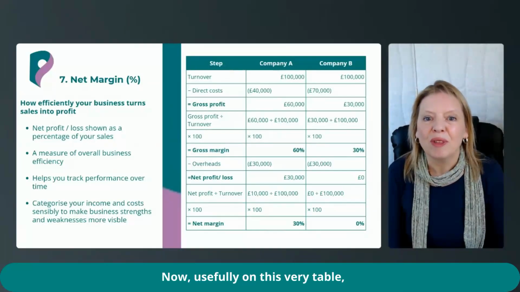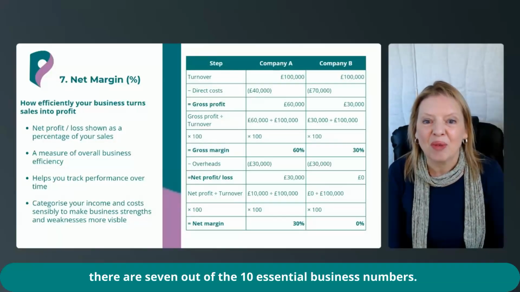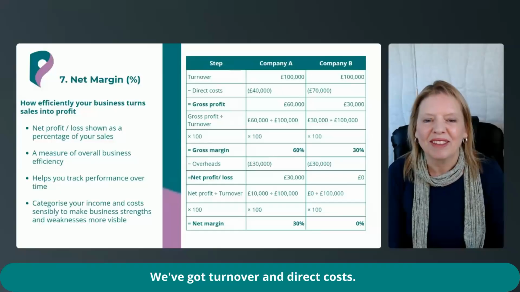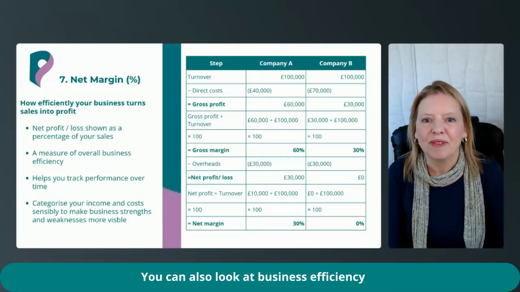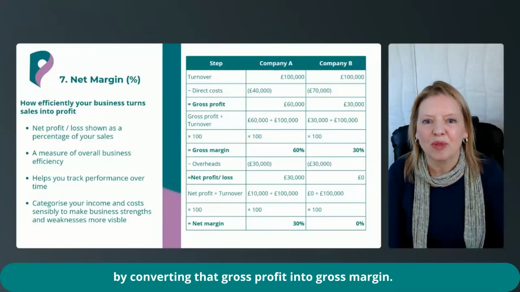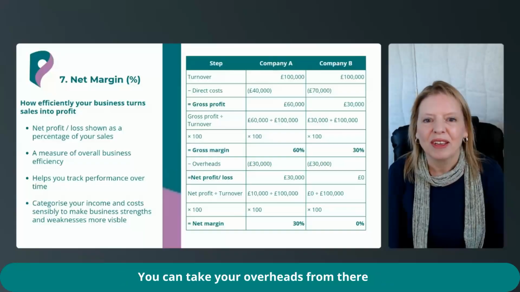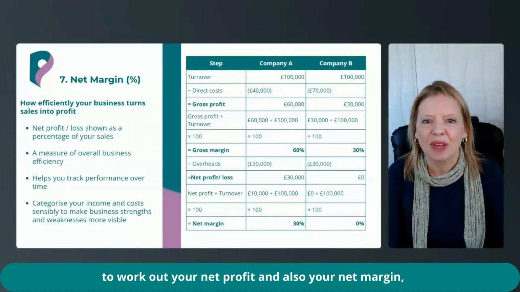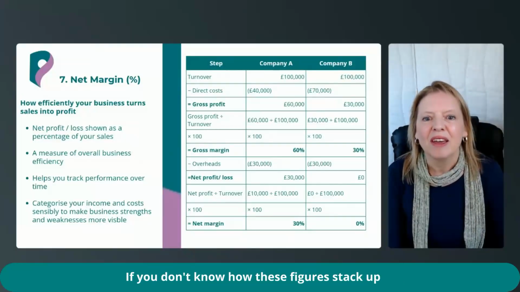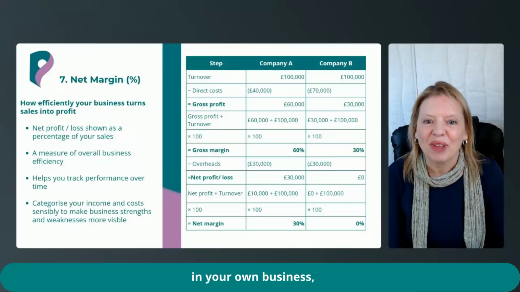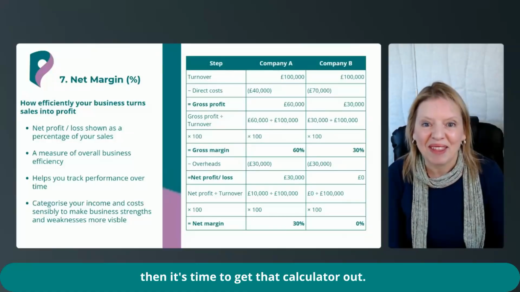Now, usefully, on this very table, there are 7 out of the 10 essential business numbers. We've got turnover and direct costs. Take one away from the other and you've got your gross profit and cash. You can also look at business efficiency by converting that gross profit into gross margin. You can take your overheads from there to work out your net profit and also your net margin, which is your overall business efficiency. If you don't know how these figures stack up in your own business, then it's time to get that calculator out.